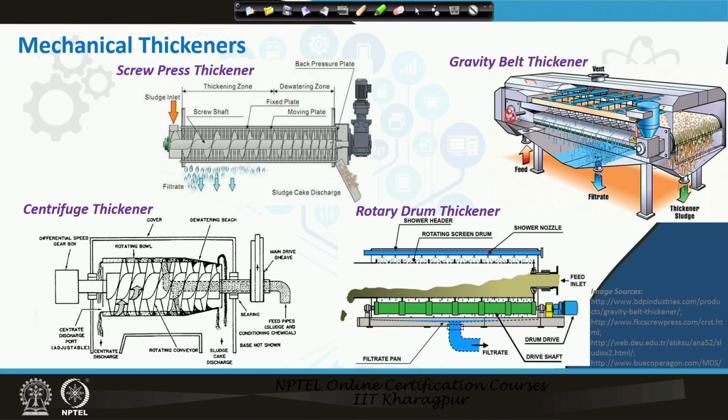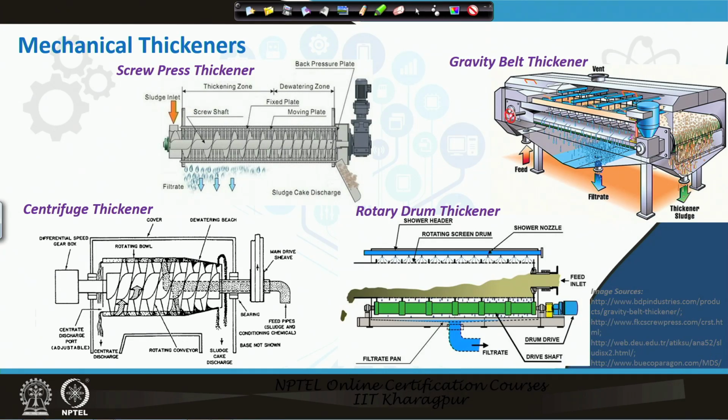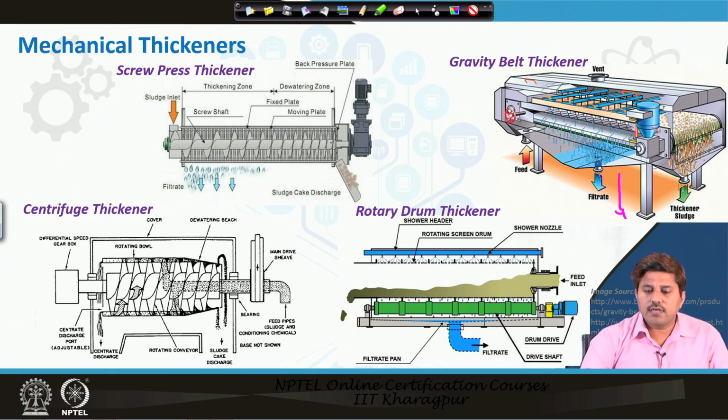Among the mechanical thickeners, again we have the gravity belt thickener. There is a belt, and by force the sludge is pushed through the belt so that the filtrate comes out, and the thickened sludge passes on through the belt and is collected. This belt keeps on rotating, and the filtrate comes at the bottom. We feed the sludge here, it goes onto the belt, and as the belt moves, it is pressed so that the sludge comes out.